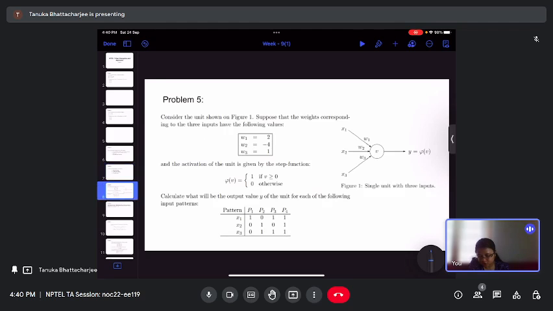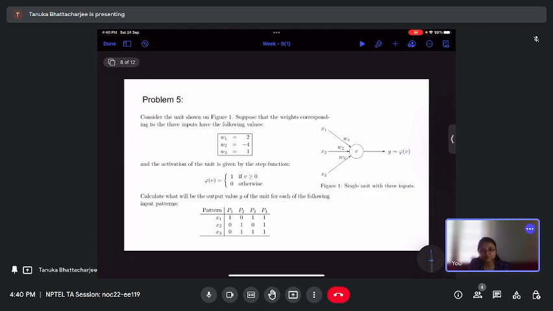So, I will move on to some problems on neural networks. The first problem that we have is, consider the unit shown on figure 1. As you can see in figure 1, we have a neuron. The inputs to the neuron are x1, x2 and x3. So, it is taking a 3D feature vector as input, and the weights corresponding to each dimension of the input feature are w1, w2 and w3. And the cell body is denoted by V here.